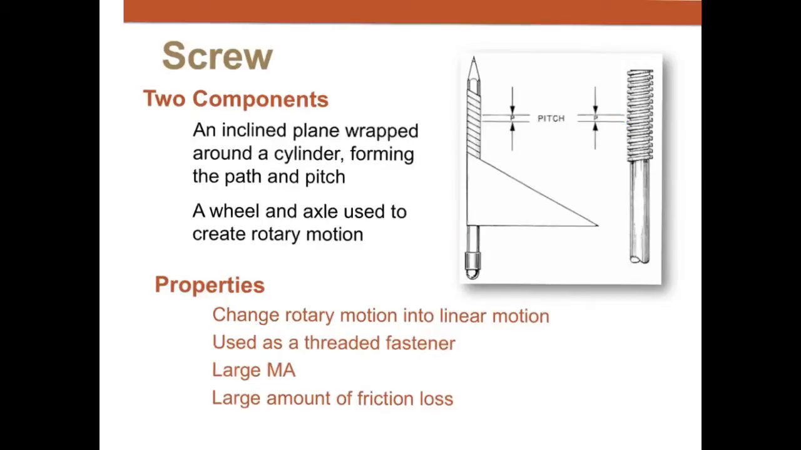Most screw simple machines have two components, the path and the wheel and axle that is used to create that rotary motion. To put a screw into wood, you would have to go get a screwdriver, and that would be that wheel and axle. As the screw is turned, it moves straight down or coming back up, depending on which direction you are turning the screw.